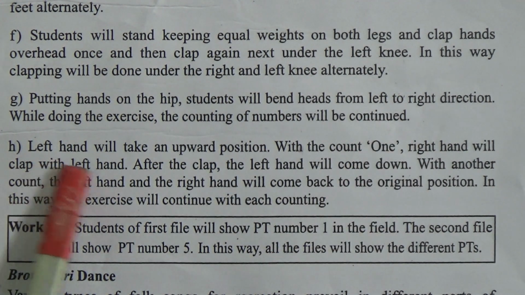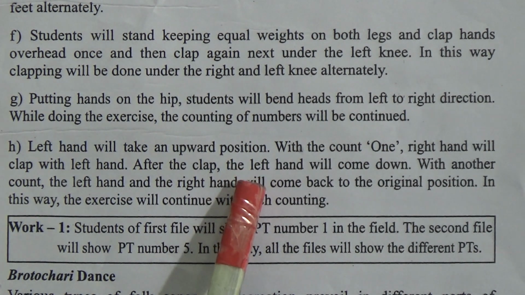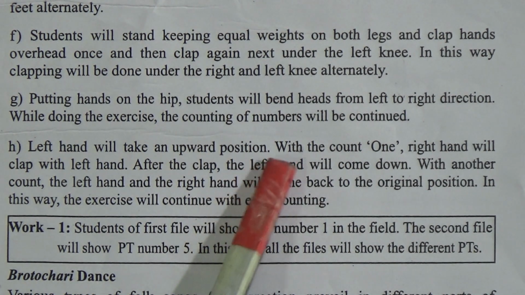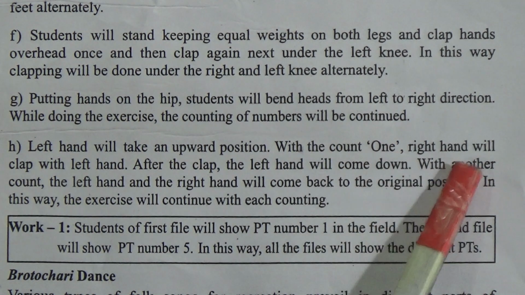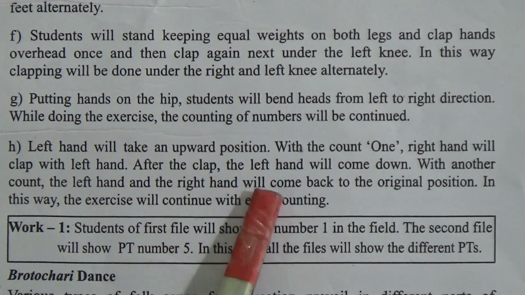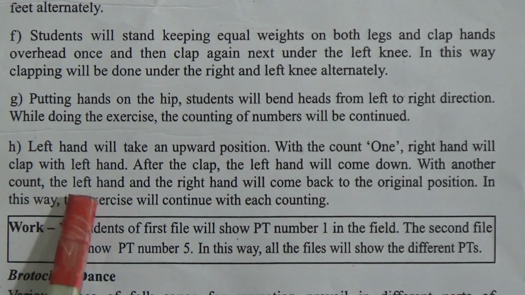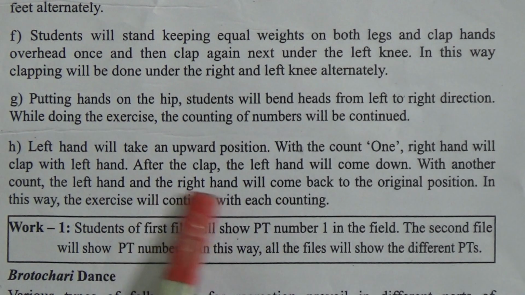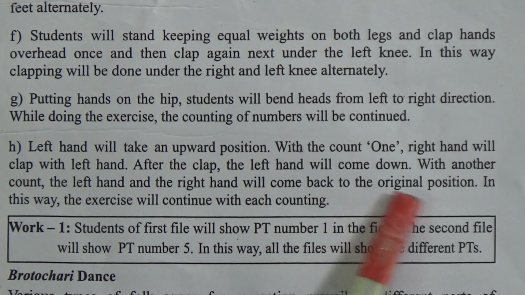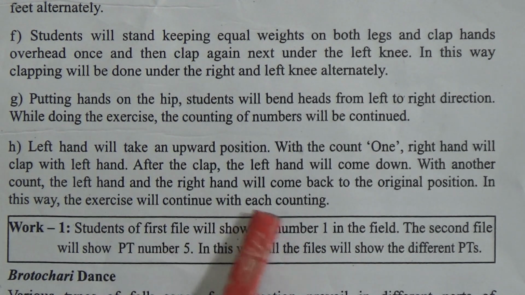H, the left hand will take an upward position with the count 1. The right hand will clap with the left hand. After the clap, the left hand will come down with another count, and the left hand and the right hand will come back to the original position. In this way, the exercise will continue with each counting.